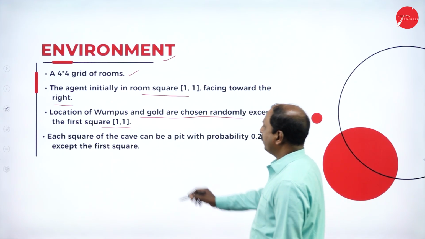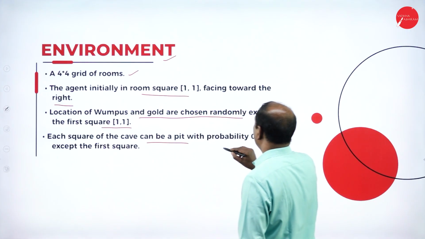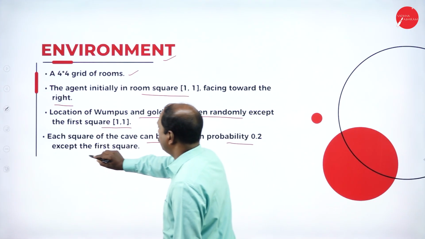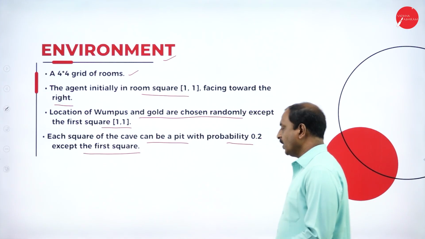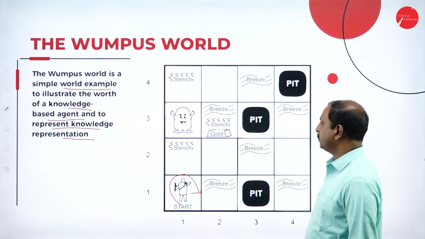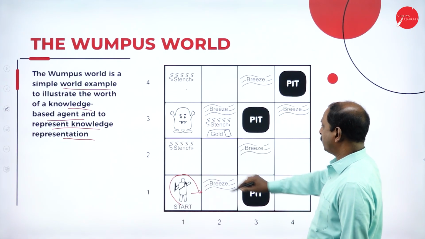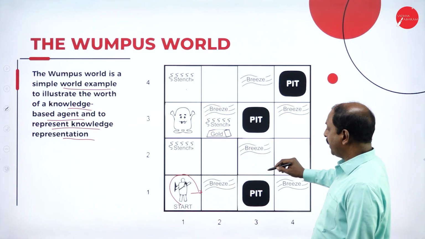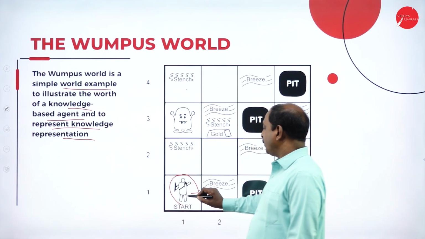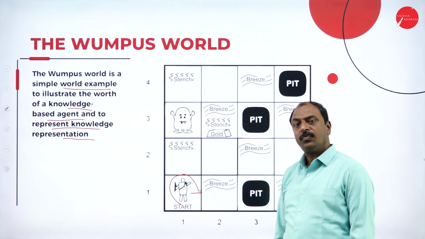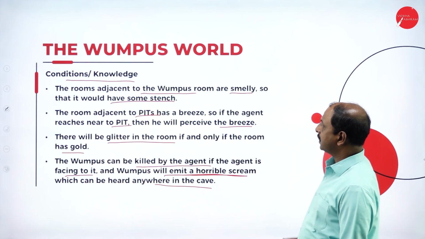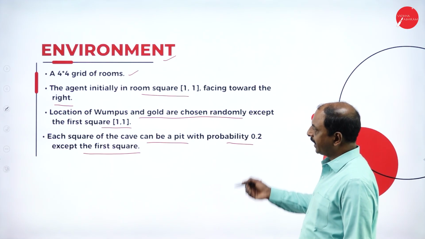Next one is each square of the cave can be a pit with the probability of 0.2 except the first square. So we can have a pit anywhere in the grid, but not at 1, 1, because this is the starting point of the agent. So these are the environment in this example.